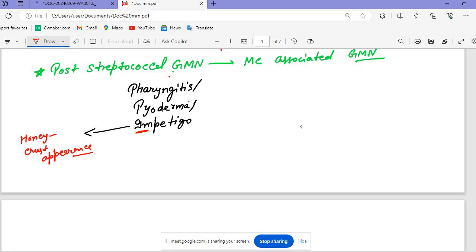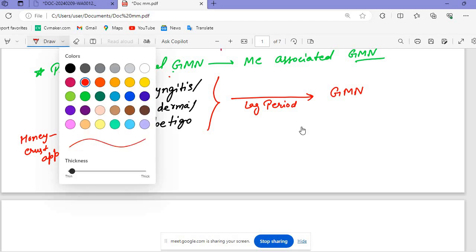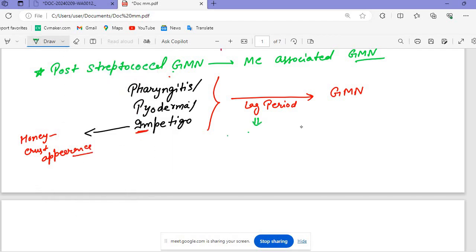So whenever these infections are there, after a few weeks, this period we call the lag period. After this period they can affect the kidney, and it will convert into glomerulonephritis. So what happened in the lag period? In the lag period, there is a streptococcal antigen and anti-streptococcal antibody.